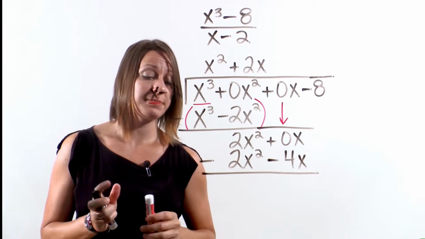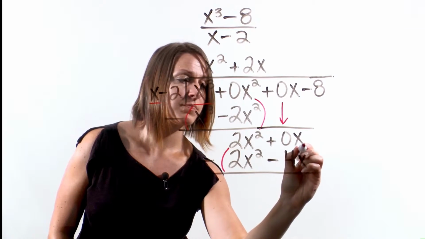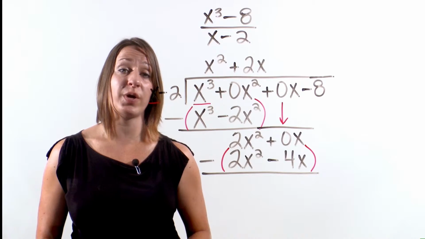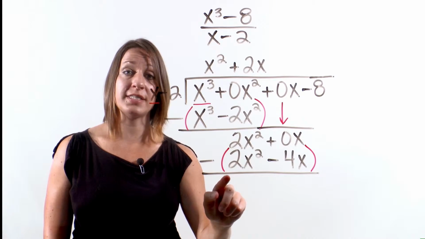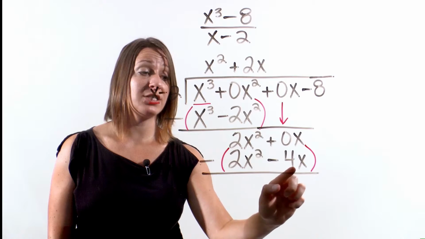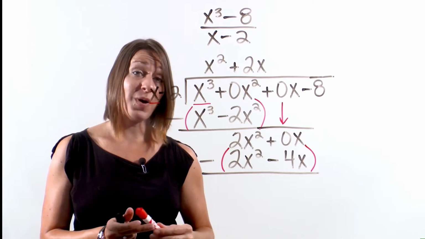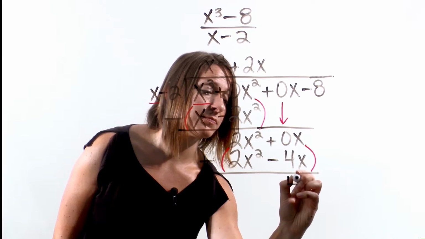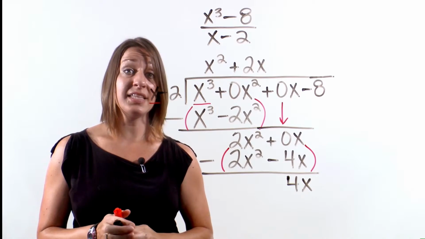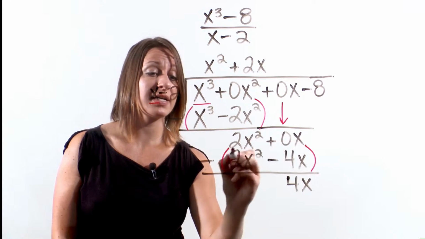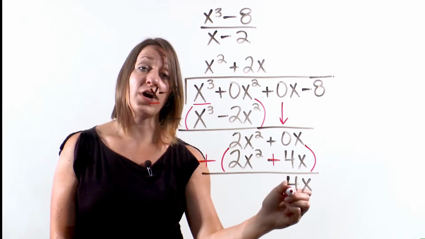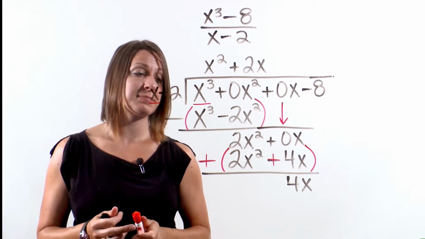Now we're ready to subtract. 2x squared minus 2x squared is 0. We can cross that out. 0x minus a negative 4x is a positive 4x. Again, if it helps you to add the opposite sign, 0x plus a positive 4x. That's how we got the positive 4x.